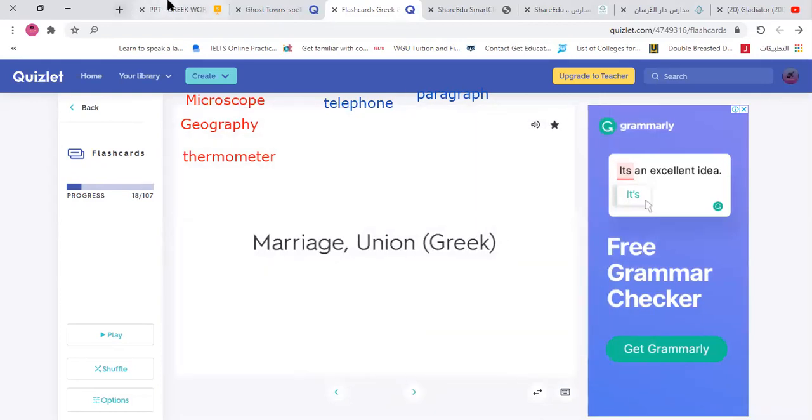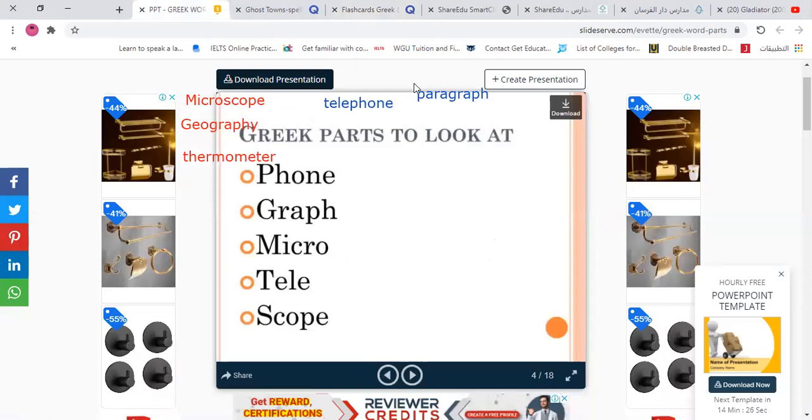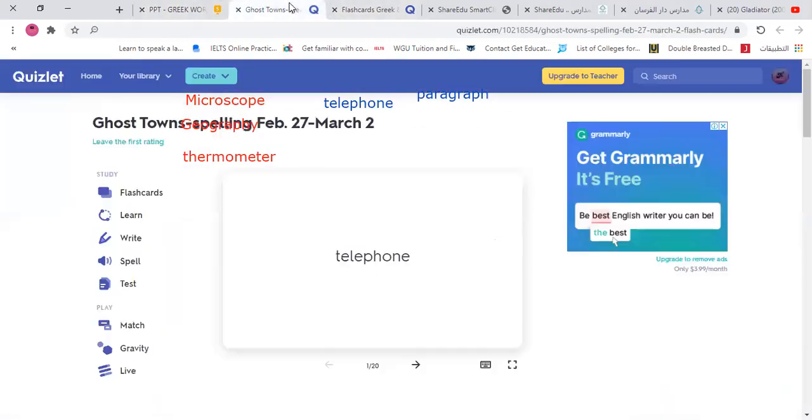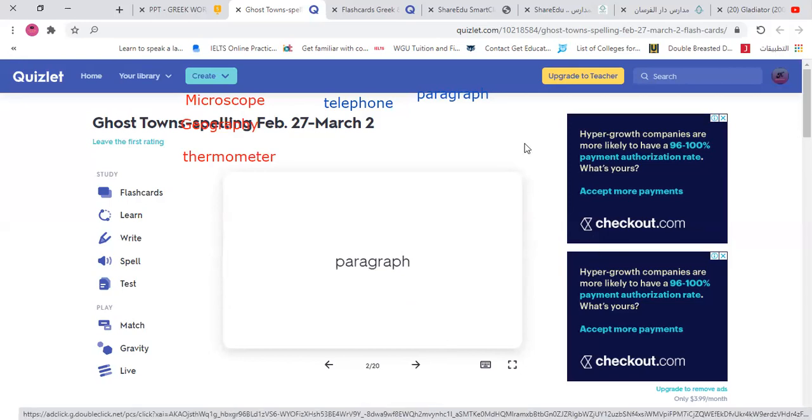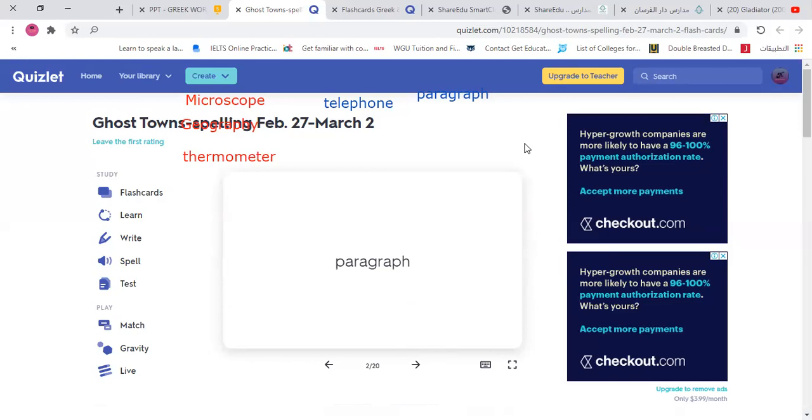Okay, these are some of the Greek words that you have. Let's go ahead right now and see the words that we have in our lesson. First, we have the word telephone. What does telephone mean? Who can remind me? Something you can call. Yeah, something I use to hear the voice of other people. Very good. And then we have paragraph. What does paragraph mean? We use it in writing all the time. It's like a couple of sentences put together into a paragraph. And then we have telegraph. What does telegraph mean?